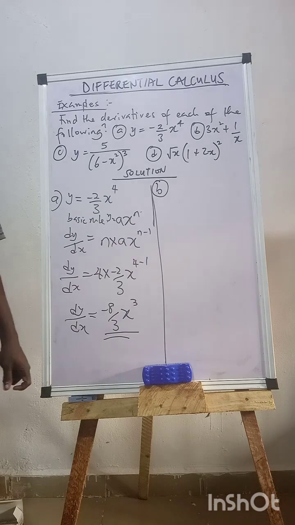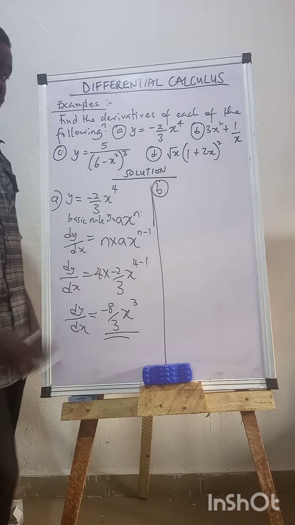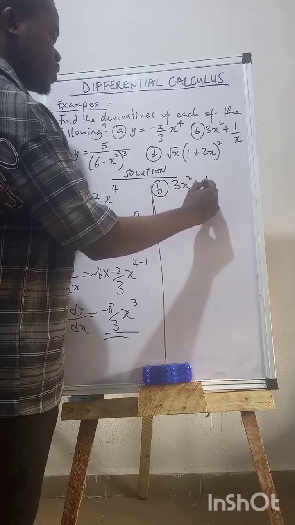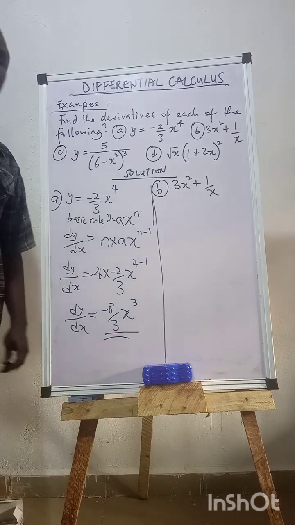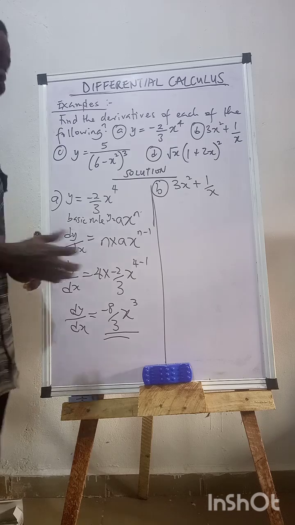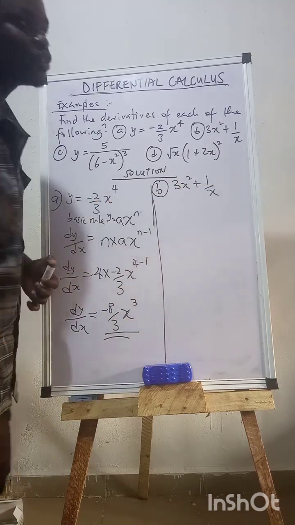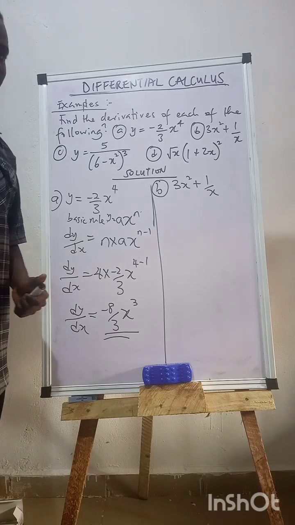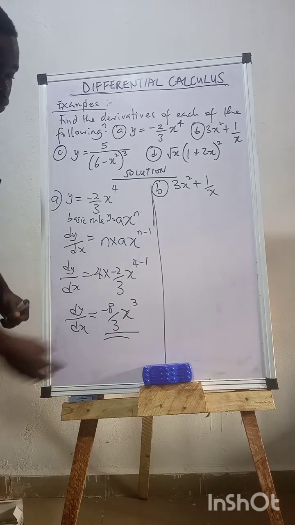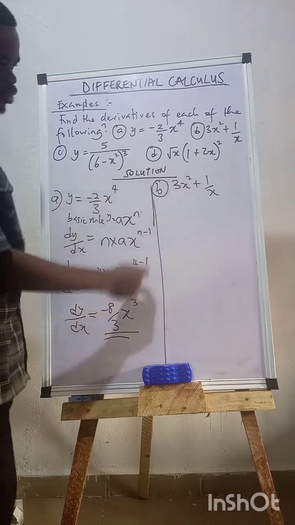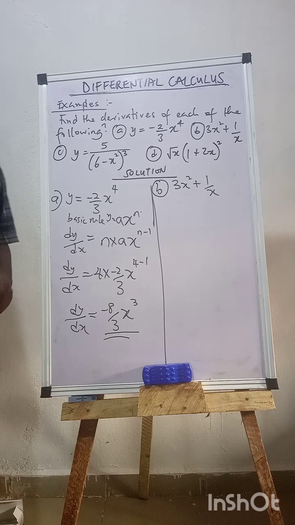Now we go to B. Okay? B says 3x squared plus 1 over x. So how do we solve this? In differentiation, what we do is that we do one and the other. So this is differentiation of a sum. And how do we do the differential of a sum? We do it individually, just like we did this. We will do it for this and do it for this. So we'll do it individually.